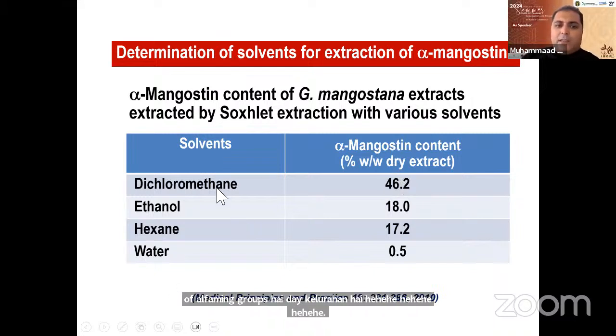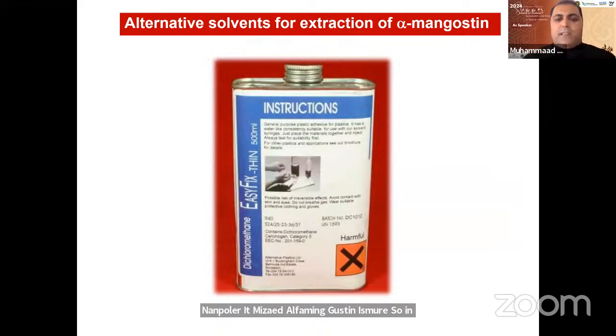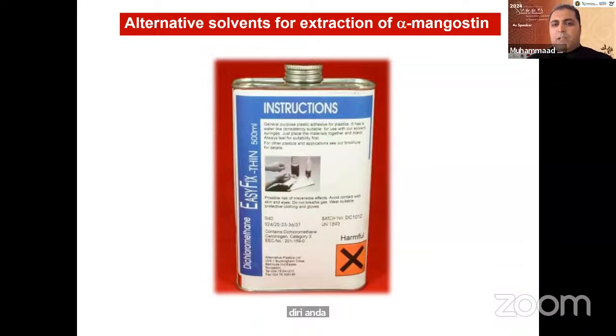So it means that dichloromethane is actually a non-polar solvent, so alpha mangosteen is more non-polar. It means that alpha mangosteen is more water non-soluble. So instead of this toxic organic solvent, because dichloromethane is an organic solvent and it is very toxic, if you use it continuously and throw it in the environment, it may harm the animals, the plants, and it can cause environmental pollution.